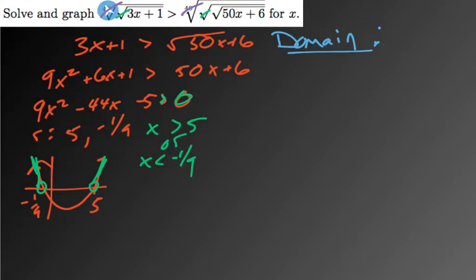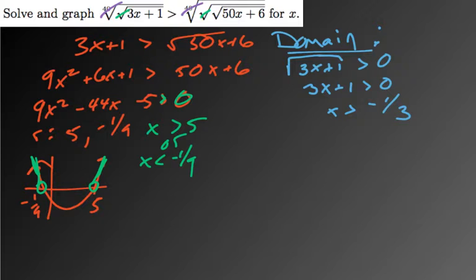Like for the 40th root over here, we need the square root of 3x plus 1 to be greater than 0. If you square both sides, you get that 3x plus 1 is greater than 0, so x is bigger than negative a third. And if you do the same thing over here, the first few roots will always just cancel off. So really we can just check when 50x plus 6 is greater than 0. That would be when x is bigger than negative 6 over 50.